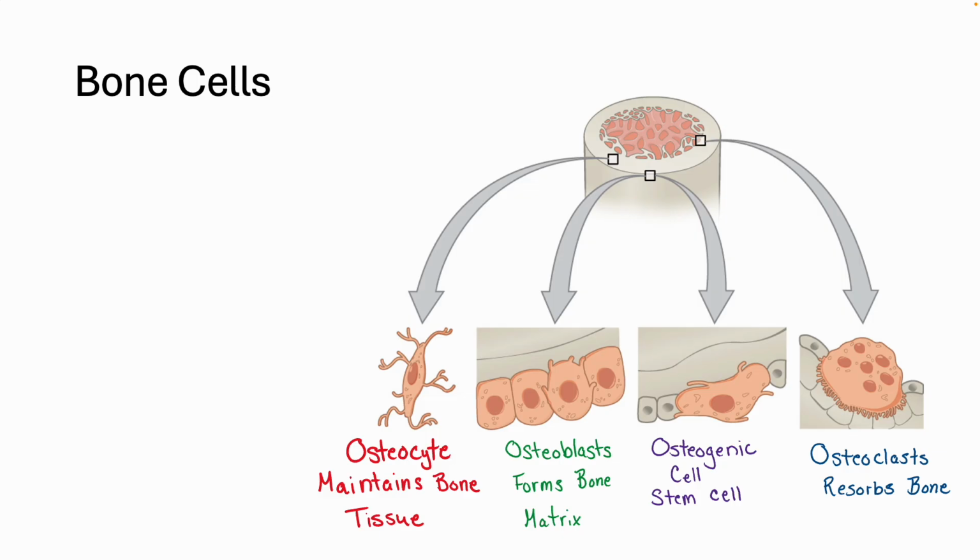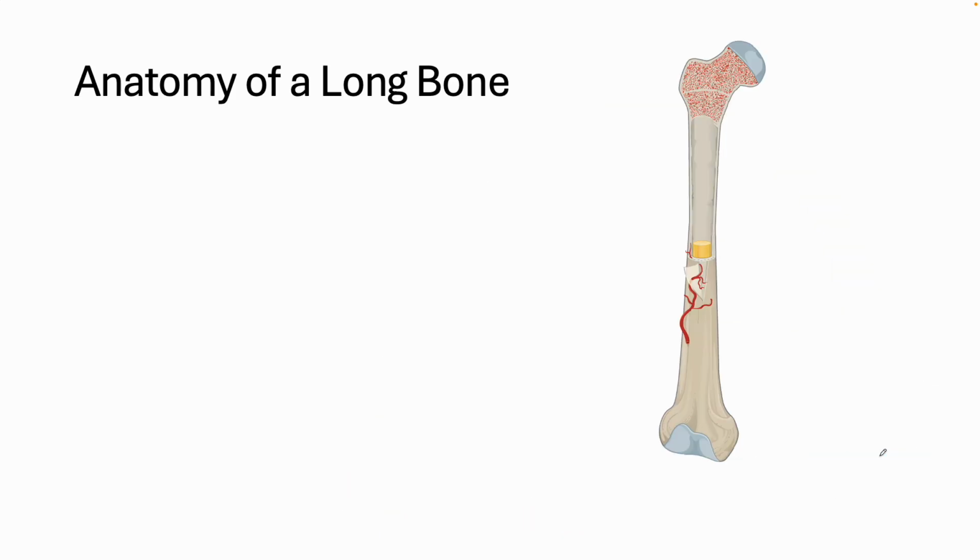So one thing to remember about osteoblast: osteoblasts have the letter B in them. So osteoblasts build bone, while osteoclasts break down bone. So that's one letter difference, but opposite functions related to those bone structures.